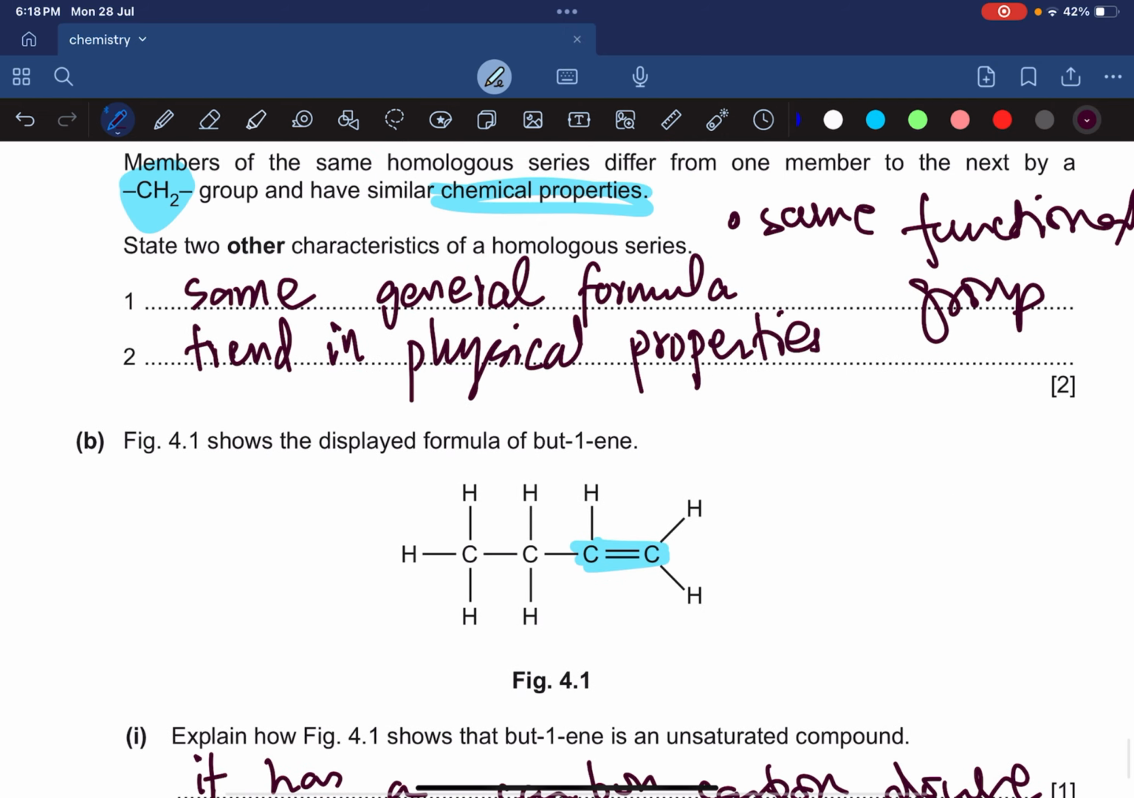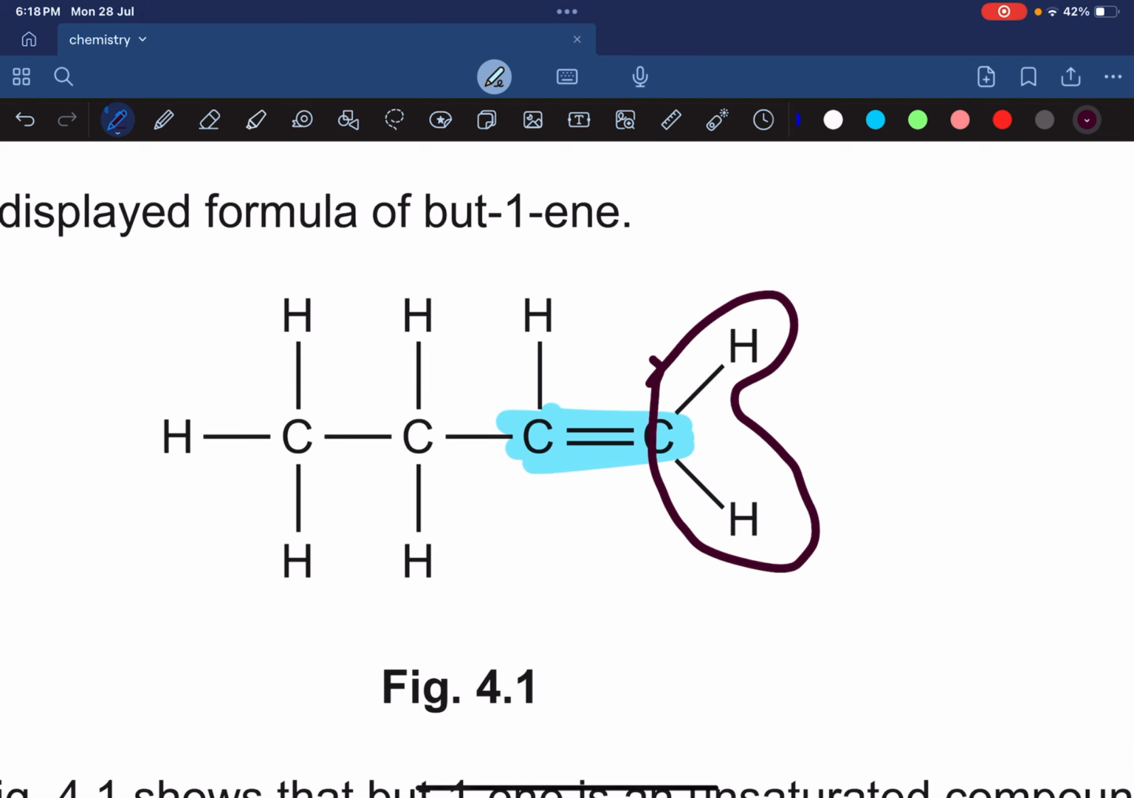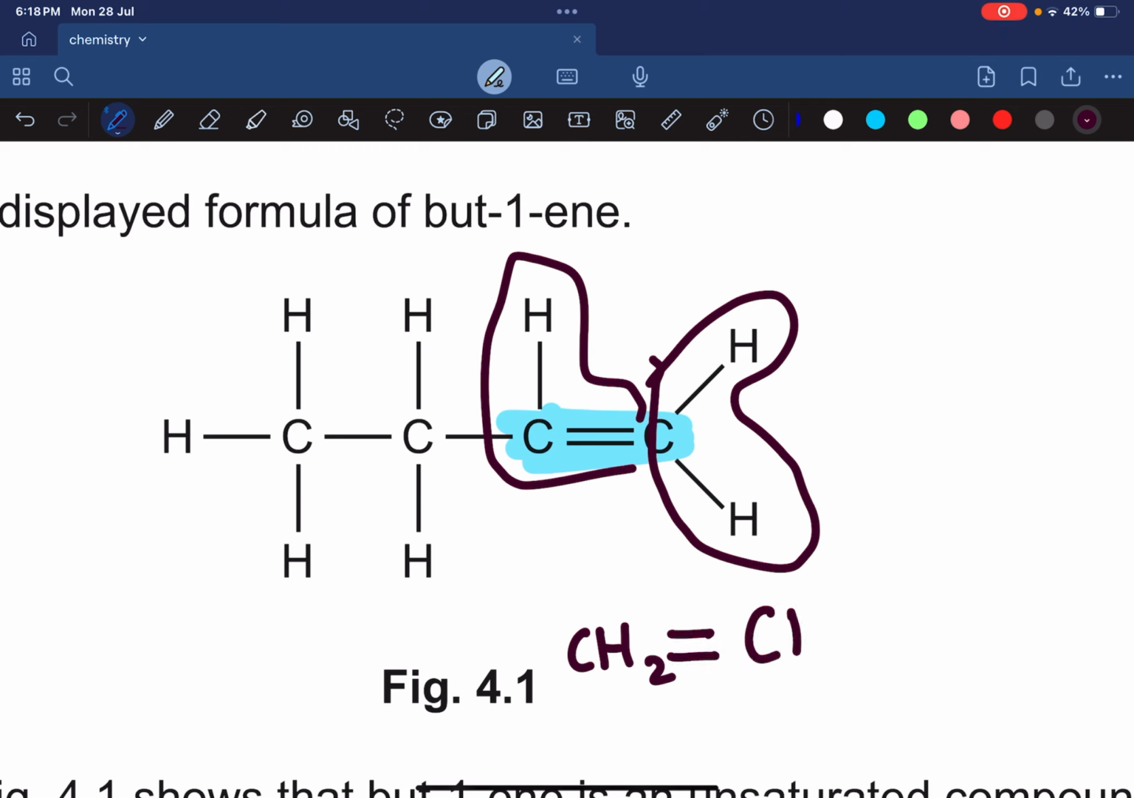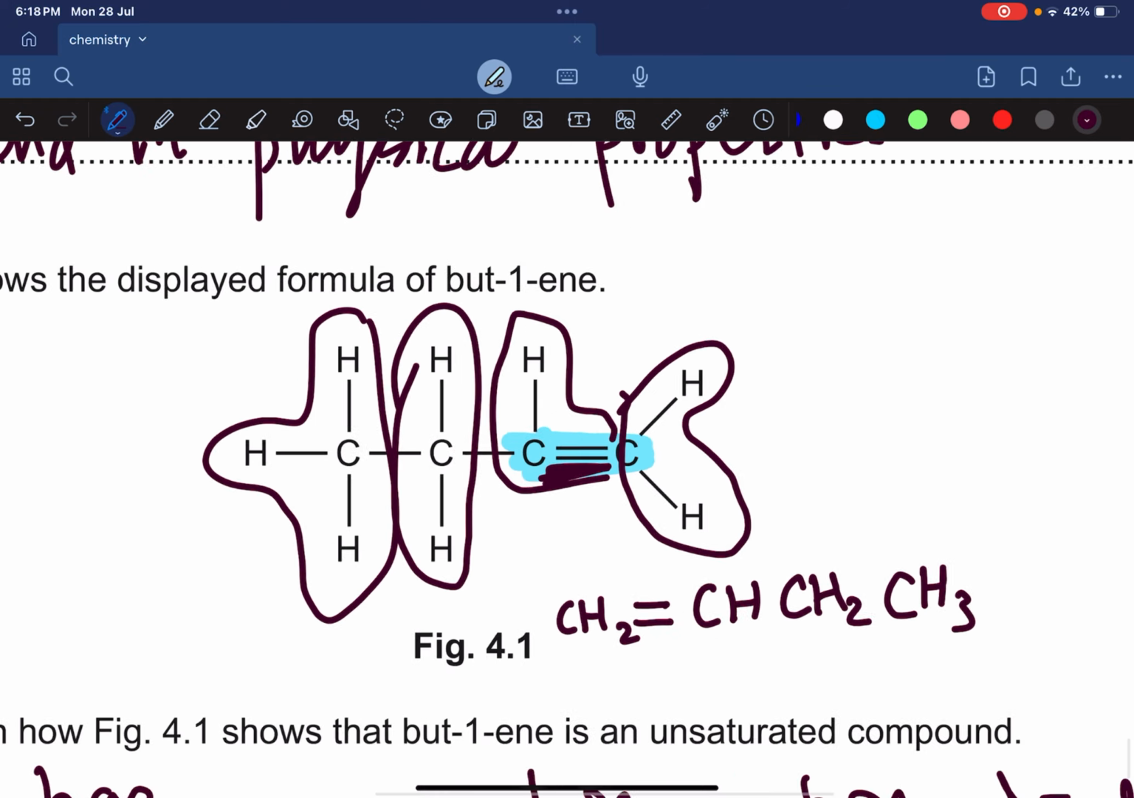Give the structural formula of but-1-ene. That's simple. How do you write the structural formula? First, you write CH2. You start from this side or that side. That does not matter. You write CH2. Then you write this thing, CH. Double bond CH. Okay? You have to make the double bond in the structural formula. Then you write this CH2, and then you write this CH3. So you're done with your structural formula.